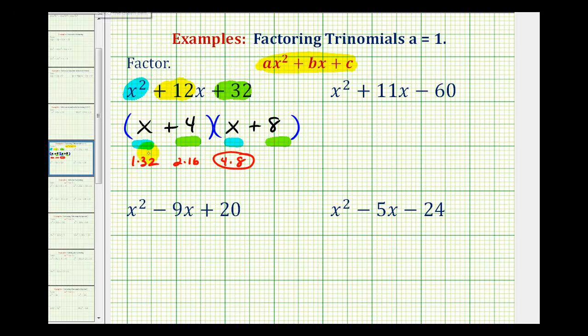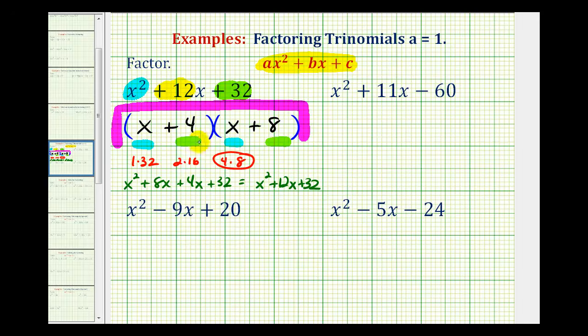If we want to verify this, we can multiply this out. We'd have x times x, that would be x squared. And then we have x times 8, that's plus 8x. Then we have 4 times x, that's plus 4x. Then we have 4 times 8, that's plus 32. So we do have x squared plus 12x plus 32. So all these factoring problems can be verified by determining the product of our factors, but this would be our trinomial in factored form.